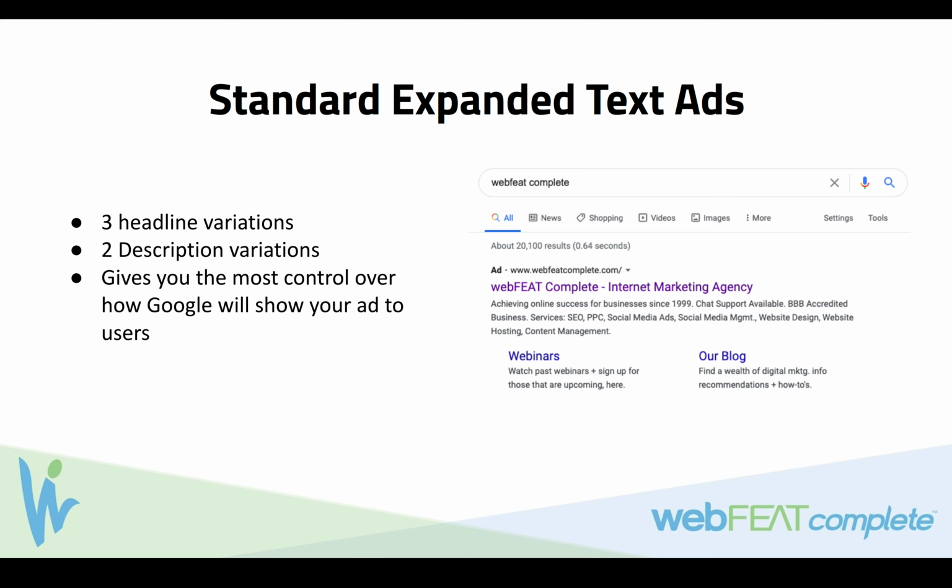So your most basic type of ad you can run within Google Ads is a standard expanded text ad. You've definitely seen these before in the search results. They look something like this, and basically you give Google 3 different headlines and two different descriptions you want included in your ad. And the benefit of using standard text ads is that these give you basically the most control over how Google is going to show your ad to users. So whatever headlines and descriptions you plug in when setting up the ad, that's all Google is going to show.